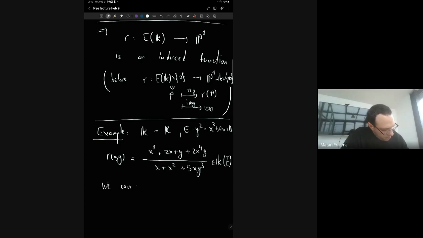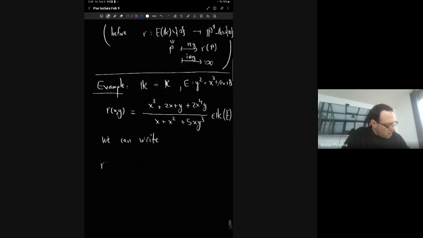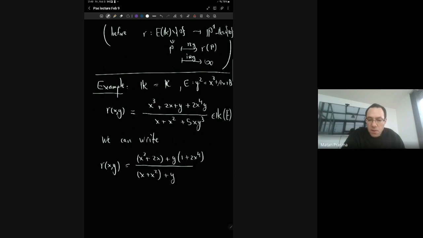We can write R(x,y) equals x cubed plus 2x plus y, 1 plus 2x to the 4, divided by x plus x squared plus y, 5x to the 4 plus 5a x squared plus 5b x.